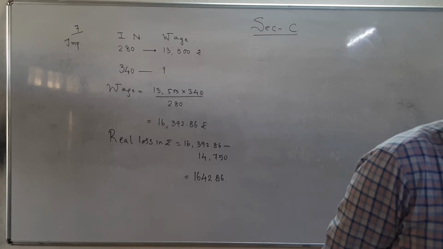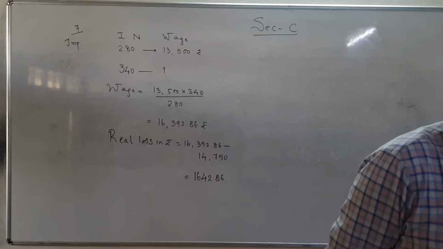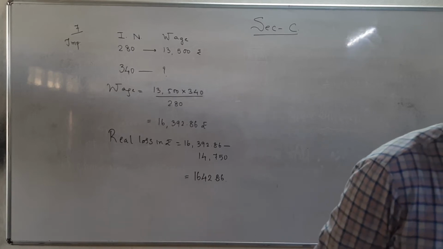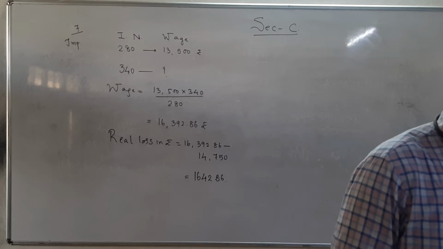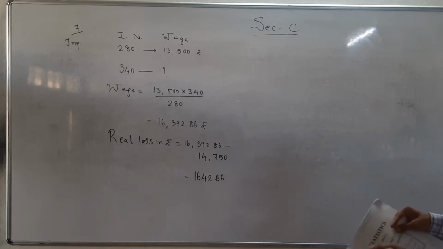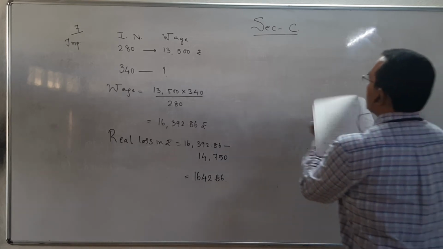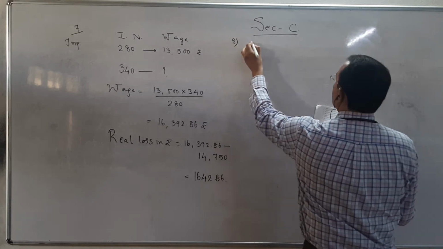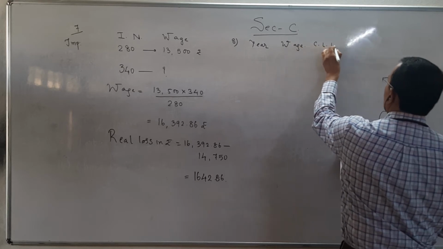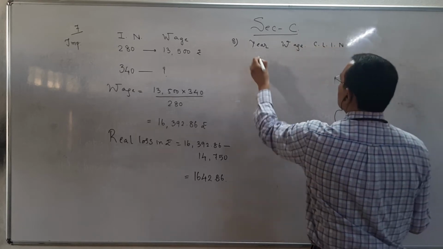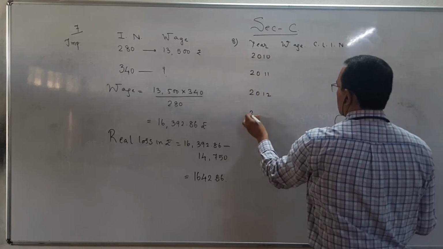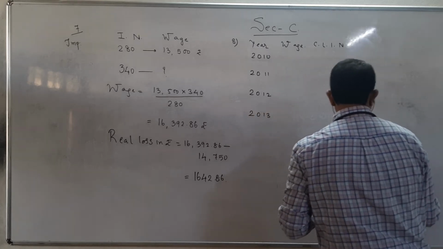Okay, students, the cost of living index number and average monthly wage for the years 2010 to 2013 are given. Find the real wage for each year. Okay, students, real wage is wage upon cost of living index number into 100. Answer A. Here, wage and cost of living index number for 2010, 2011, 2012, 2013.